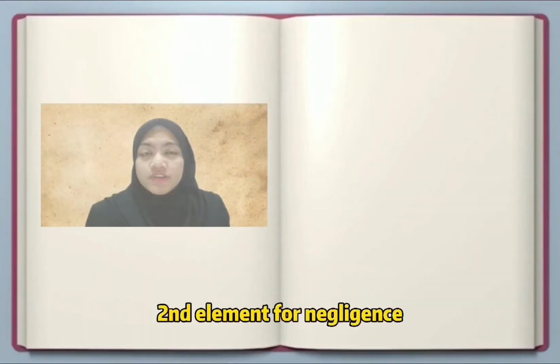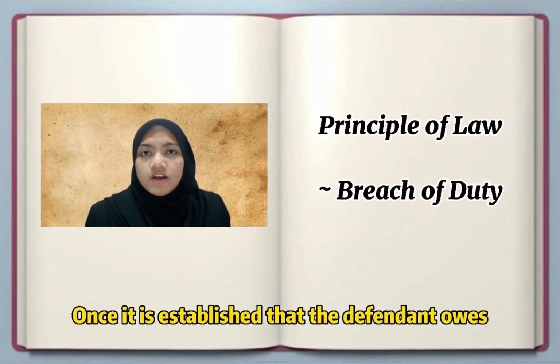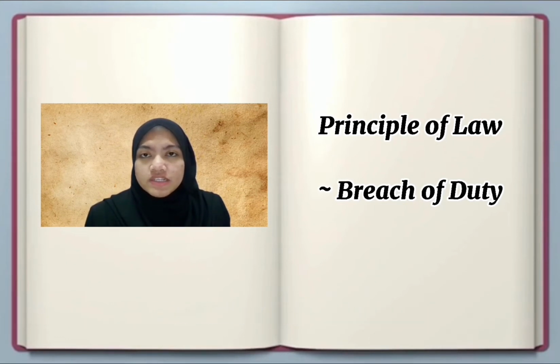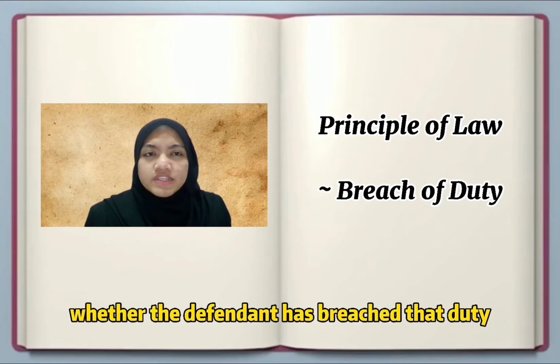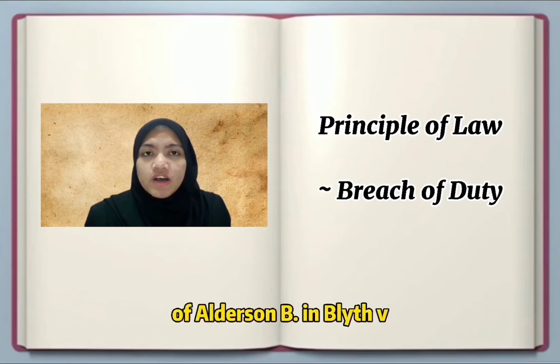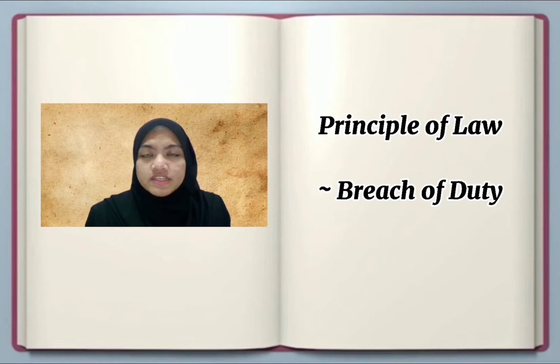The second element for negligence is breach of duty of care by the defendant. Once it is established that the defendant owes the plaintiff a duty of care, the next step is to consider whether the defendant has breached that duty. The test for deciding whether there has been a breach of duty is laid down in the dictum of Alderson B. in Blyth v. Company of Proprietors of the Birmingham Waterworks, 1856.